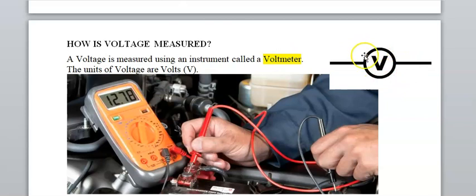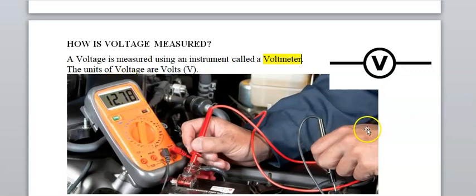There is the symbol for a voltmeter. It's just a circle, 2 wires coming out of it, and a V in the center. Here is an example of a voltmeter. In fact, this instrument really would be called a multimeter, but it can be used to measure voltage, current, resistance, and some other quantities. But when we use it as a voltmeter to measure voltage, we call it a voltmeter.